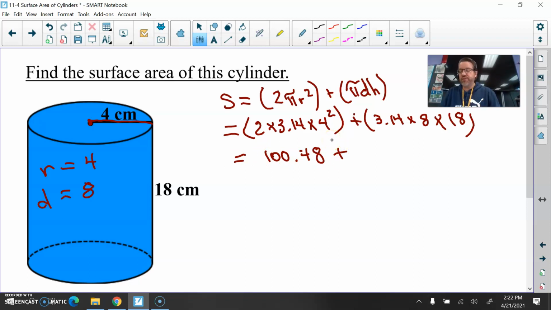Plus, and then over on the right side here, I have 3.14 times 8 times 18. And that equals 452.16. All I have left to do now is to add these together. So I'm going to do that. And I get 552.64.